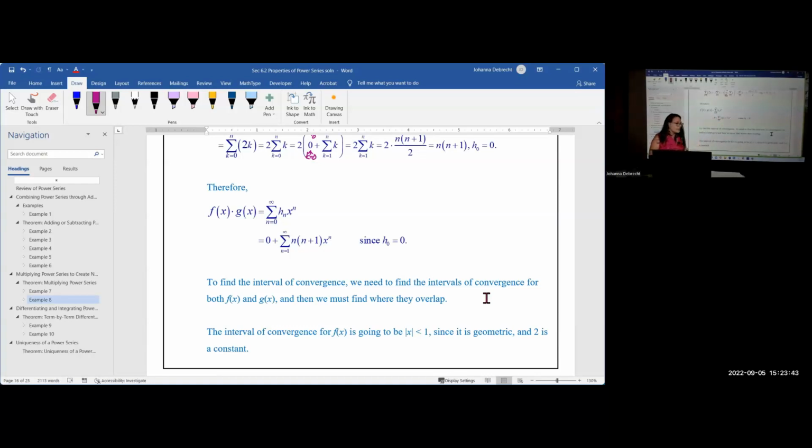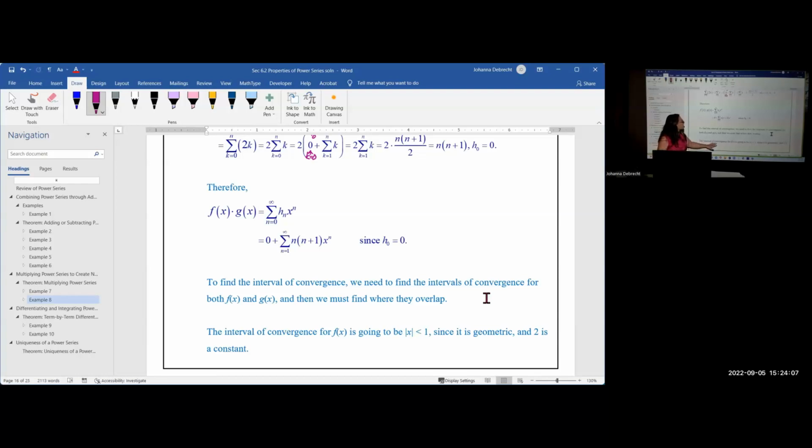Now we want to find the interval of convergence. So we need to find the intervals of convergence of both f of x and g of x, and then we have to find where they overlap. We know that when we have a product, it keeps the same interval of convergence of what the originals had in common. But we don't know what the originals had, and we don't know what they had in common. So we've got to find that.